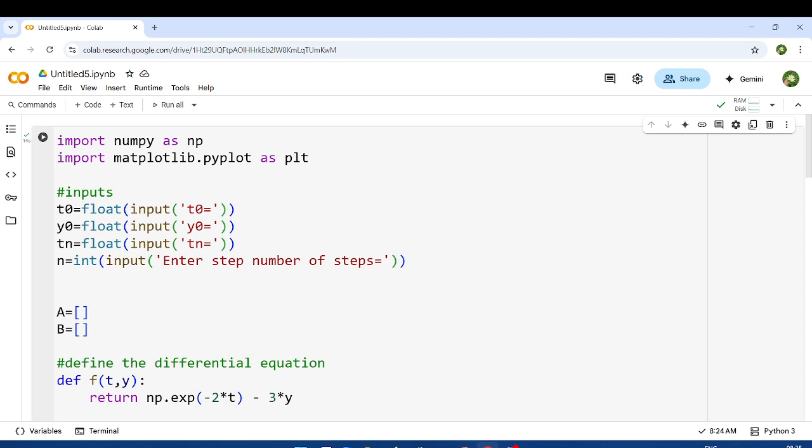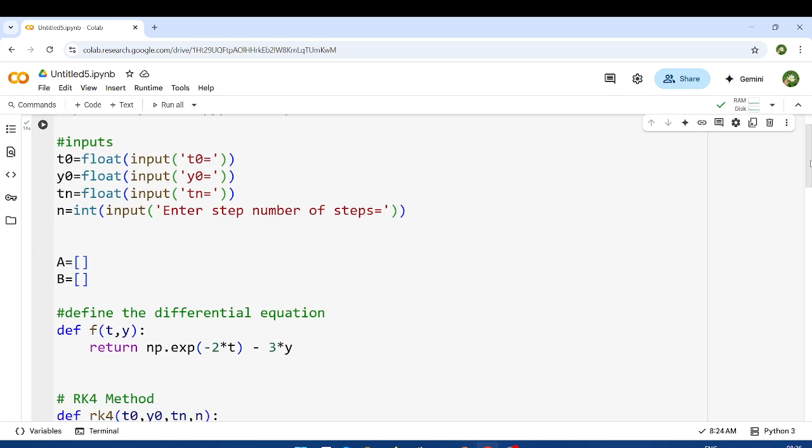Here I have written the inputs, that is t0 equals float input t0. Here t0 is the initial value of the point at t equals t0, and y0 is float input y0. Here y0 is the initial value of y at the point t equals t0, and tn is float input tn. Here tn is the final value of t at the point t equals tn, and n is the integer input, enter the number of steps. Here n is the number of steps.